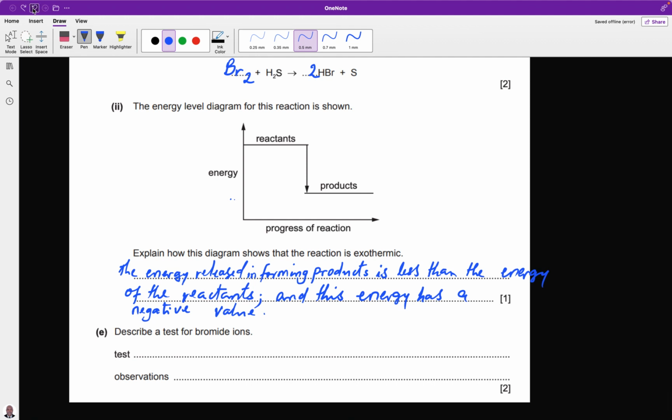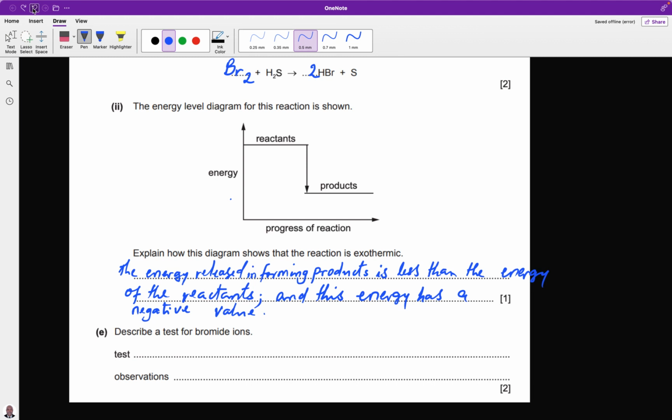Okay. Describe the test for bromide ion. There is a simple test for bromide ion, and for halides: the chloride, the bromide, and the iodide. There's a simple test with silver nitrate. With chloride, it will form a white precipitate. With bromide, it's a cream precipitate. With iodide, it is a yellow precipitate.